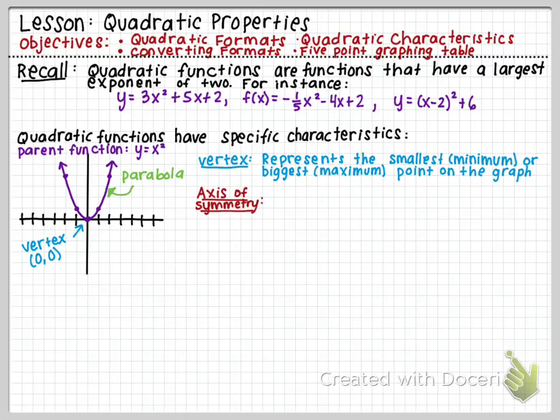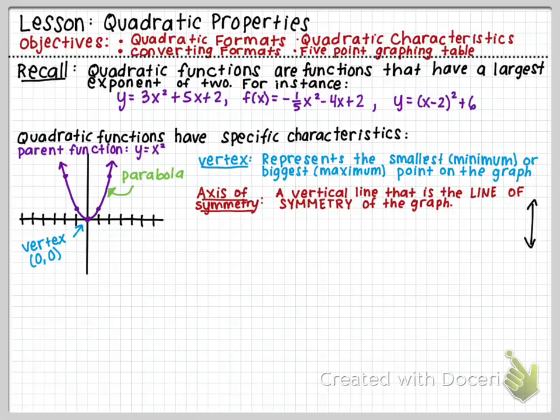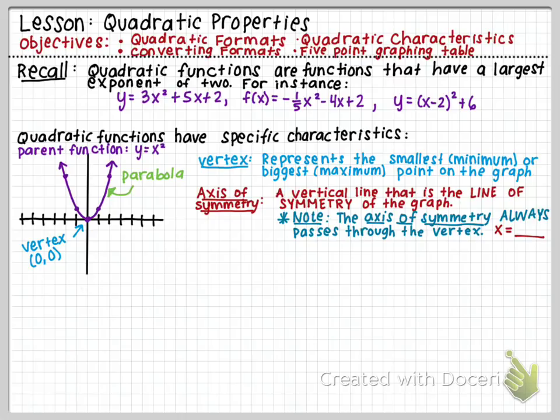The axis of symmetry. Okay, the axis of symmetry is a vertical line. Remember, a vertical line looks like this. Right? That's a vertical line. So it's a vertical line of symmetry of the graph. So where would it be on this graph? Well, let's look at a note. The axis of symmetry always passes through the vertex.